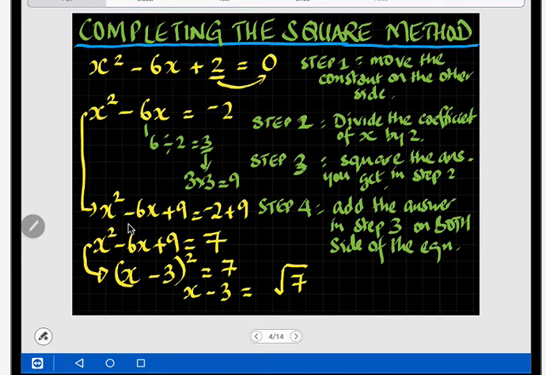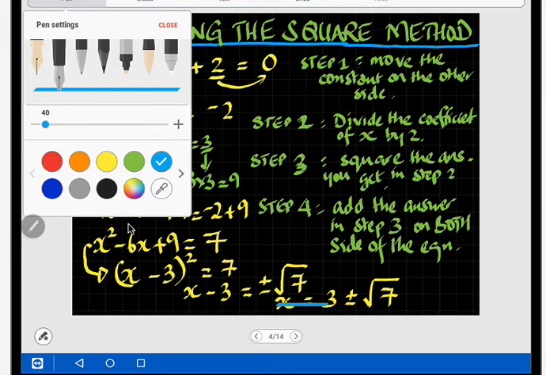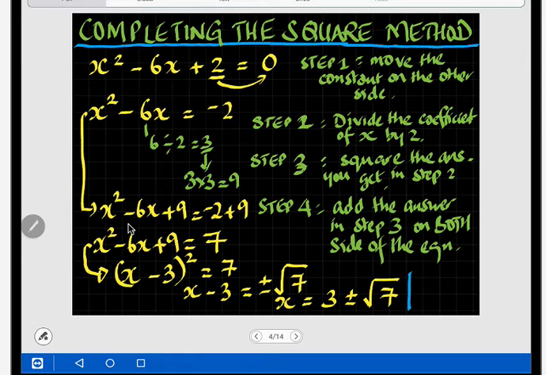You agree? And the square root of 7, as we know, could be a positive or a negative number. All right? So x minus 3 is equal to plus or minus root 7. x will be equal to 3 plus or minus root 7. That is my solution. This is my answer. Okay, x is equal to 3 plus or minus root of 7.